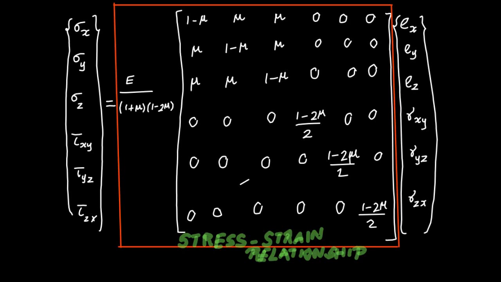For a three-dimensional finite element, the stress strain matrix that is in play, we call it the D matrix. The symbol for the stress strain relationship matrix is the D matrix.